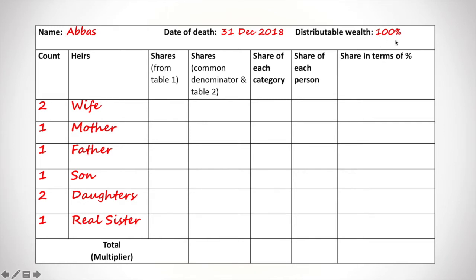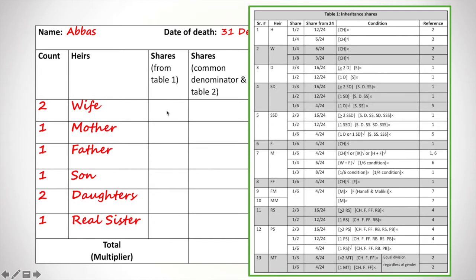As you can see in the distributable wealth, I have put down 100% because we don't know the actual value as yet. We then go to table 1 and start looking for shares of people over here. For the wife, since there are children present, son and daughter, the wife will get 1/8. Even if there are two wives, they will share the total of 1/8. Mother will get 1/6 because there are children present, and father will get 1/6 as well because there are children present. So let's put those numbers down.